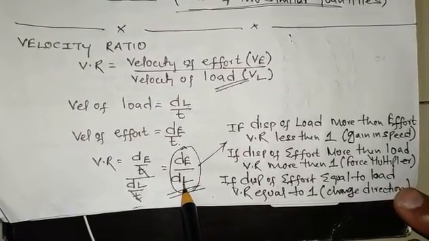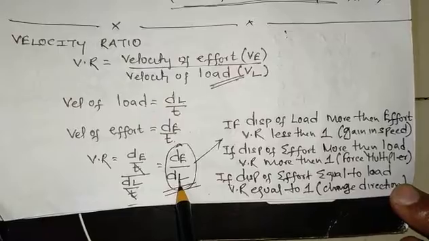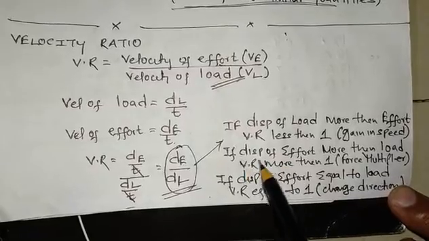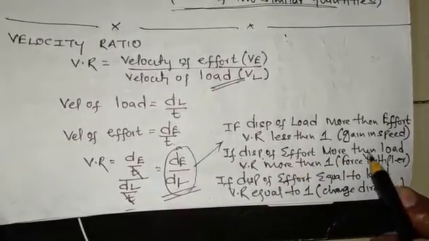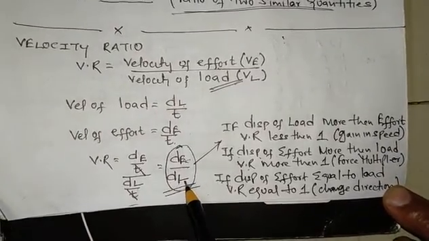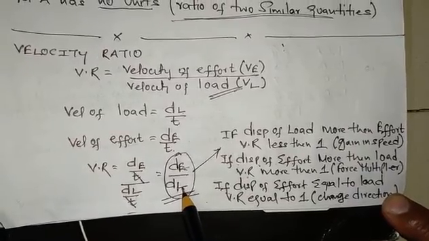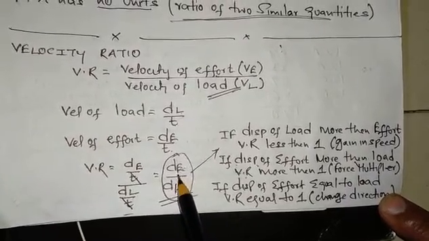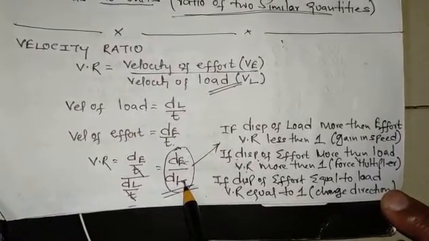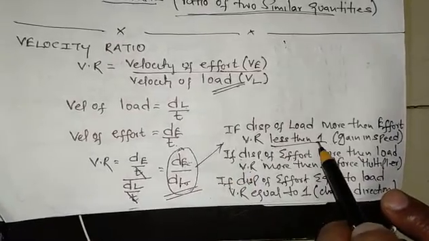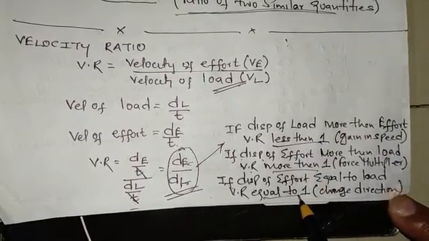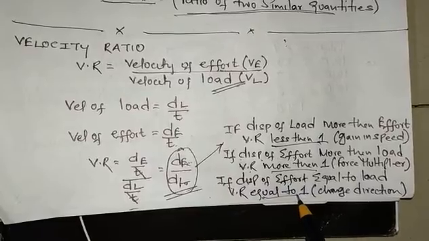So here again velocity ratio can be greater than 1, less than 1, or equal to 1. When will it be greater than 1? If the displacement of effort is more than that of the load. When the displacement of load is more than the displacement of effort, it will be less than 1. When the displacements are equal, it will be equal to 1. So if it is less than 1, it is gain in speed. If it is more than 1, it is a force multiplier. If it is equal to 1, it is a change in direction.